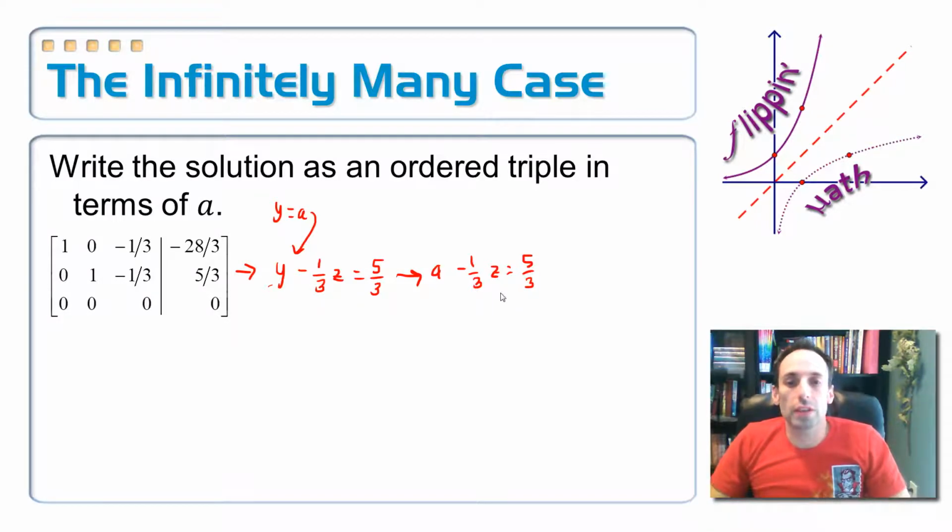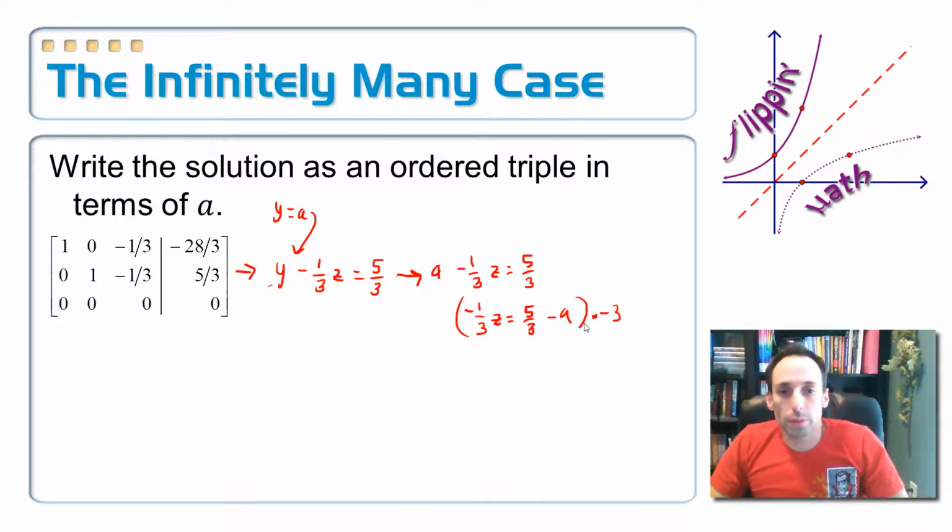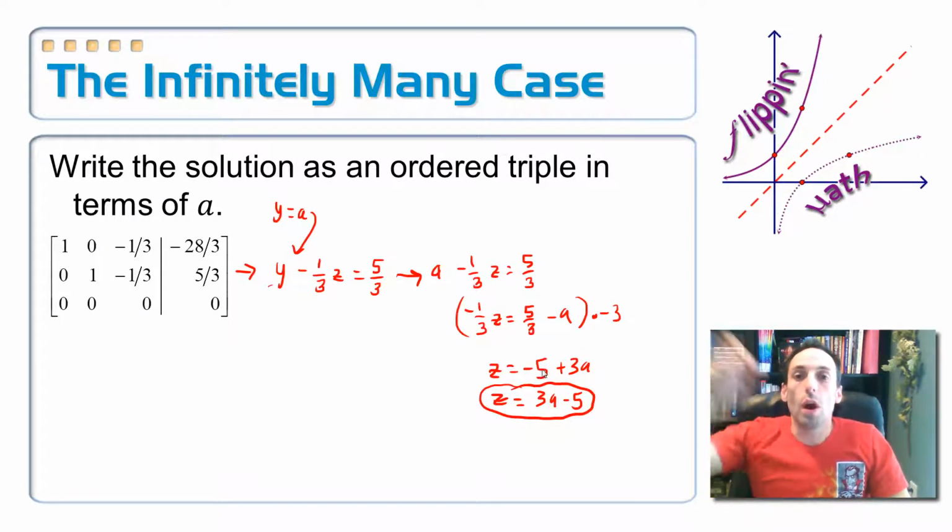Now we need to solve this for z. To solve it for z, I'm going to subtract the a over. So negative 1/3 z is equal to 5/3 minus a. Now I'm going to multiply everything by negative 3. When I do that, I get z on the left-hand side. 5/3 times negative 3 is negative 5, and negative a times negative 3 is a positive 3a. So I'm just going to switch that around and make that 3a minus 5. Now I have my y-coordinate as a, and my z-coordinate is 3a minus 5.